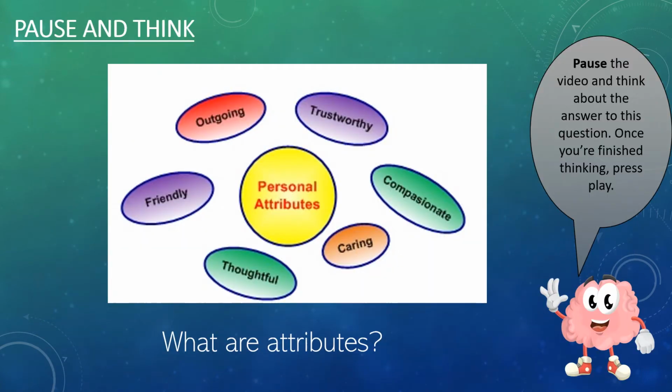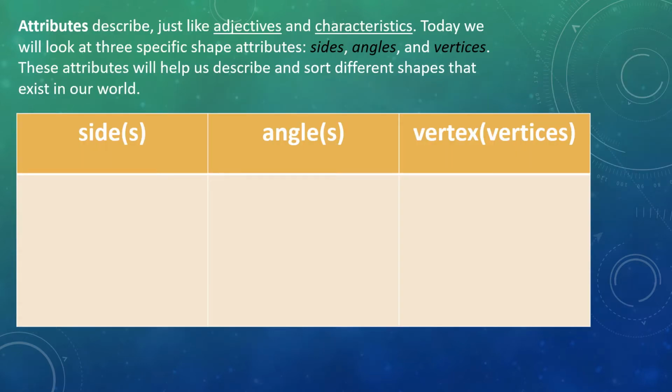Pause and think. What are attributes? We've talked about personal attributes in the classroom, ways that we can describe ourselves. So if we're going to do this with shapes today, then we need to know the word attribute. So remind yourself for a moment and think about this word. What are attributes? When you're finished thinking, press play. So hopefully you remembered that attributes are words that we use to describe, just like adjectives or characteristics.